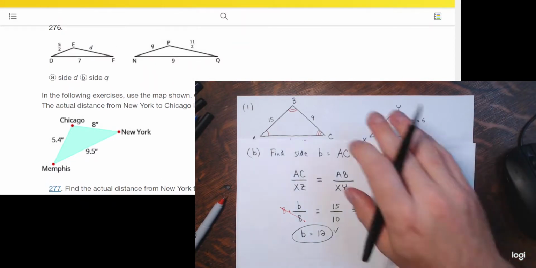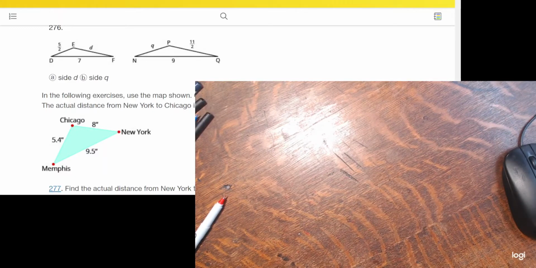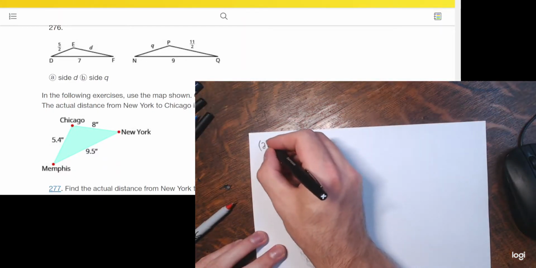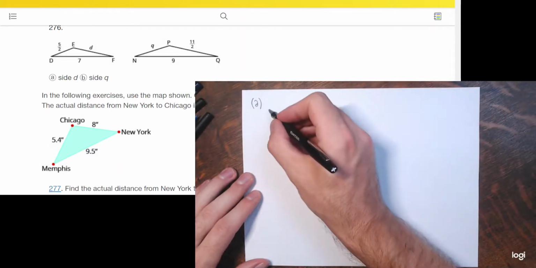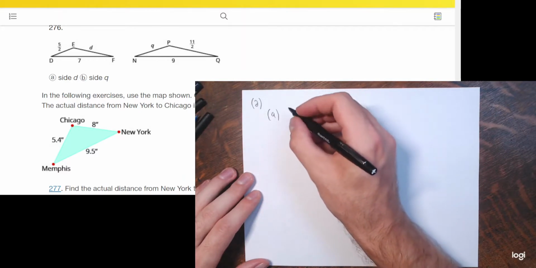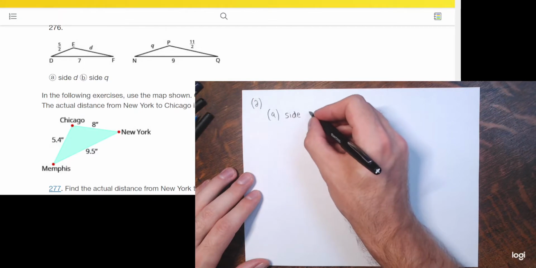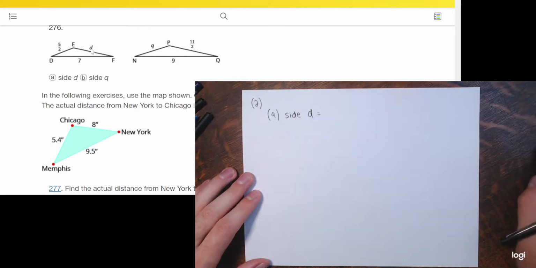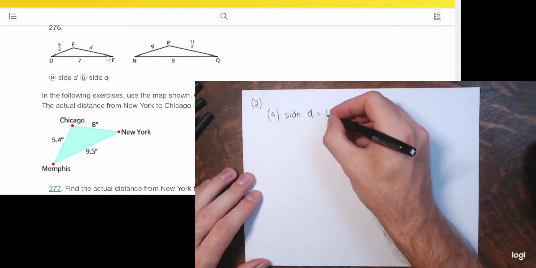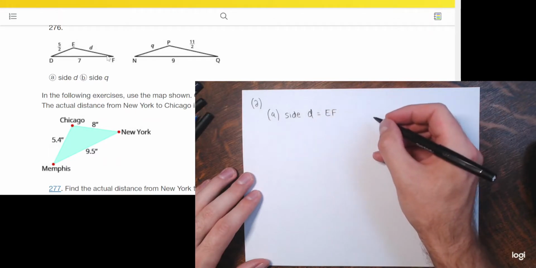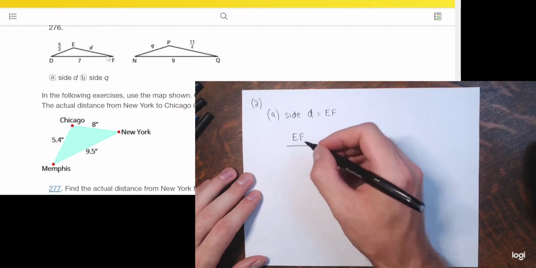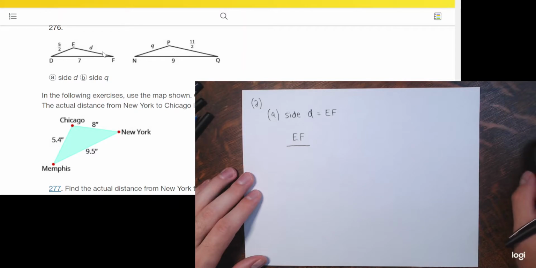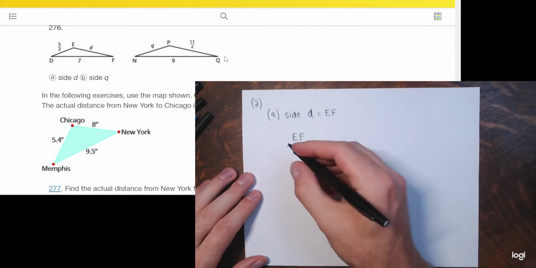And I'll pull up some new paper. This is example 2. Hopefully you can see my writing. And look at part A. All right, part A, we're asked to find side little d, the side length of little d. Now in the picture, little d is over here in triangle DEF. That's side length E to F, right? That's side length EF. And EF in the left triangle corresponds to PQ in the right triangle.